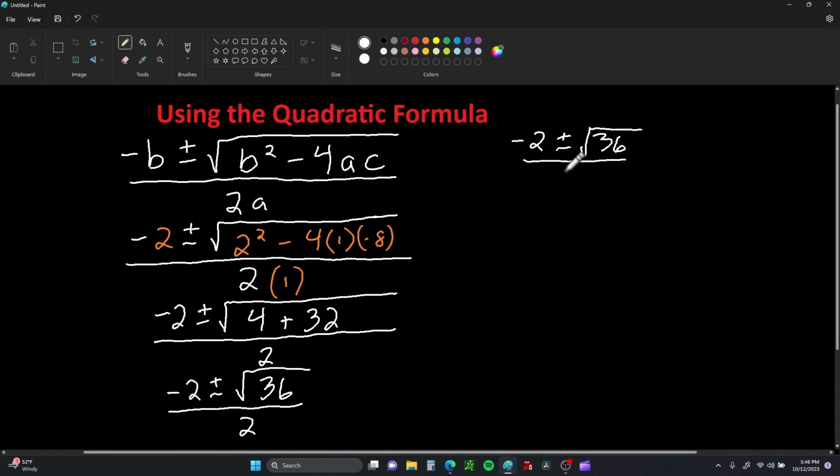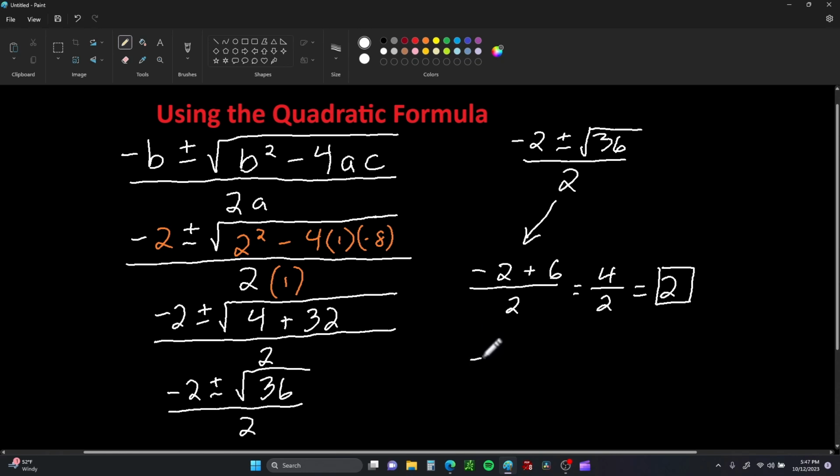Now this can have two possible answers. Answer number 1, I would have minus 2 plus the square root of 36, which is 6, divided by 2. So then I have minus 2 plus 6, which is 4 over 2. So this root is going to be a 2. And then the second case is minus 2, and instead of plus the square root of 36, this one would be minus the square root of 36, which is 6, divided by 2. And then this is going to be minus 8 over 2, which is equal to minus 4.